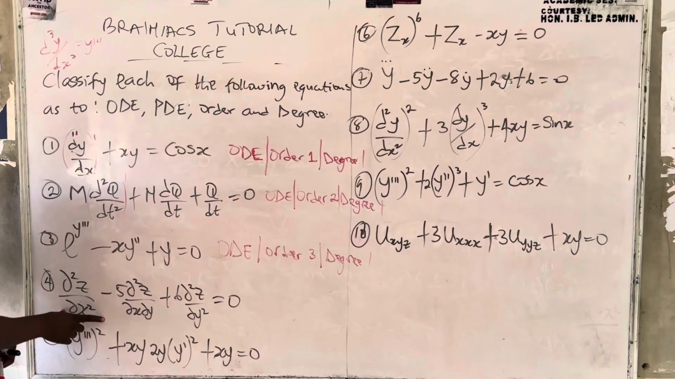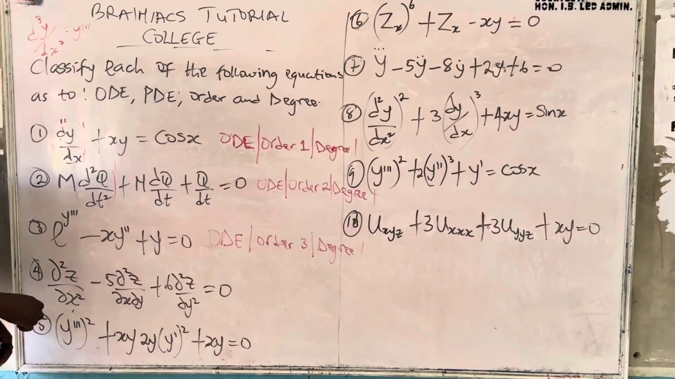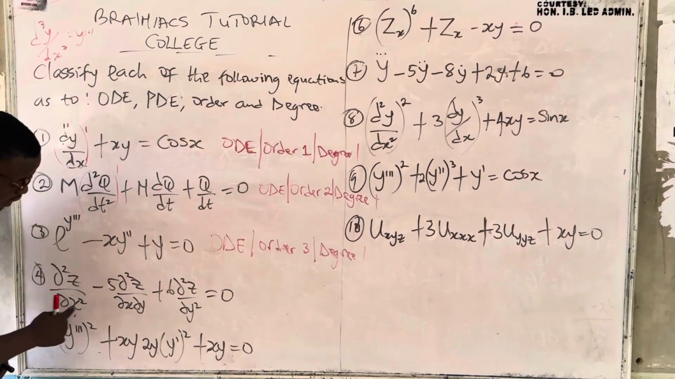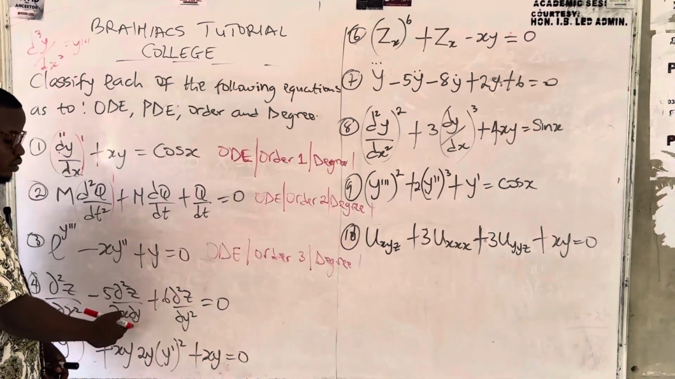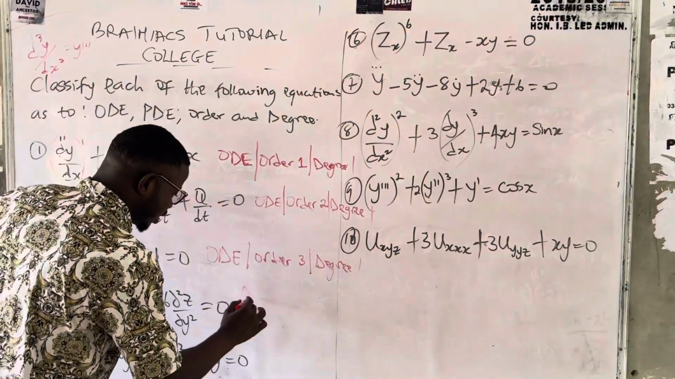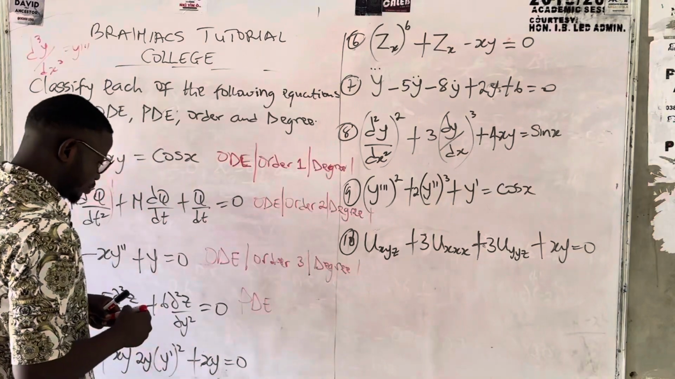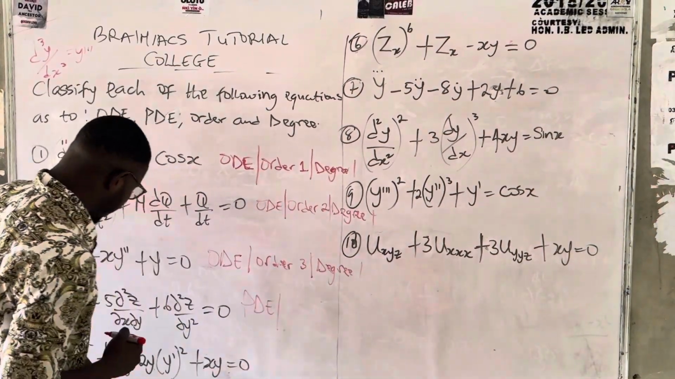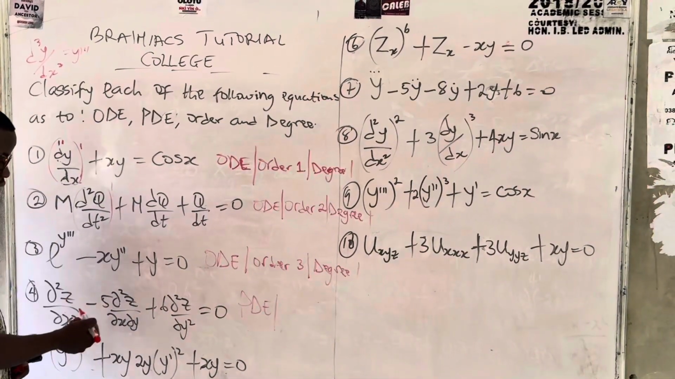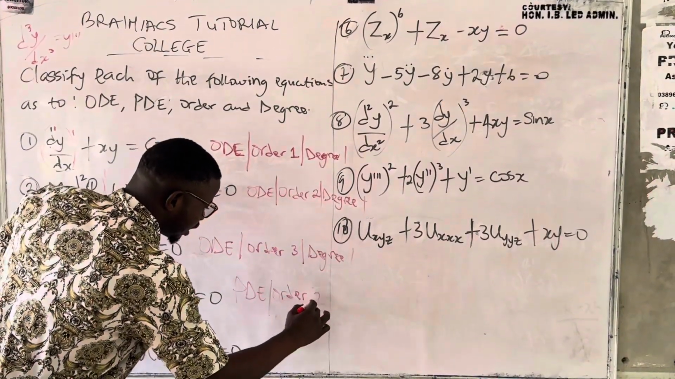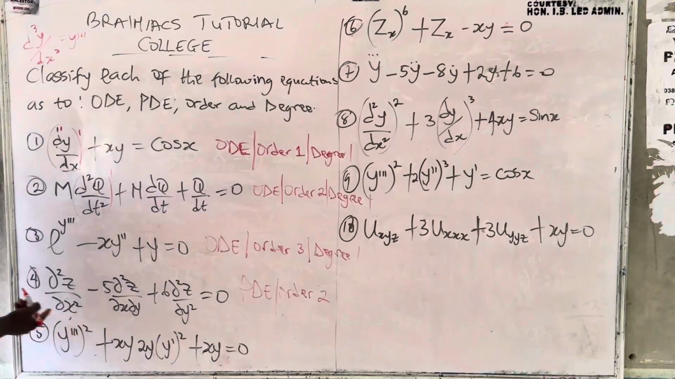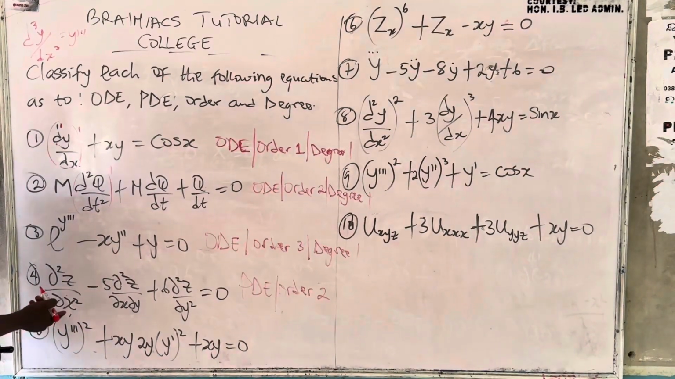This is a partial differential equation because this one involves more than one independent variable. Here we have x and y at the down part. So here we have x and here we have y. So this is a partial differential equation. Then as for the order, it is of order 2. We can obtain the order from anywhere. So the order is 2 because all of them are of second order.